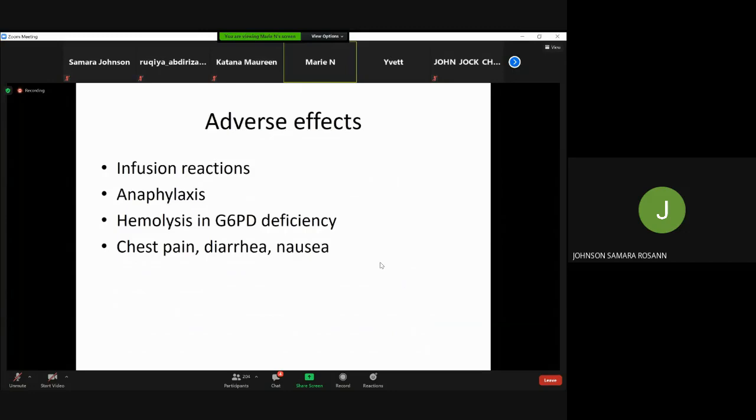It may cause infusion reactions that you then need to stop the infusion and give antihistamines and steroids to control that. It may cause overt anaphylaxis, so a very severe allergic reaction that may even lead to death. So a patient who is on infusion of it needs to be on constant monitoring of their vitals and all their organs. Patients who have got glucose 6-phosphate dehydrogenase deficiency may be prone to hemolysis. Then you can get chest pain, diarrhea, and nausea. But you need to remember about the infusion reactions because these can be life-threatening.